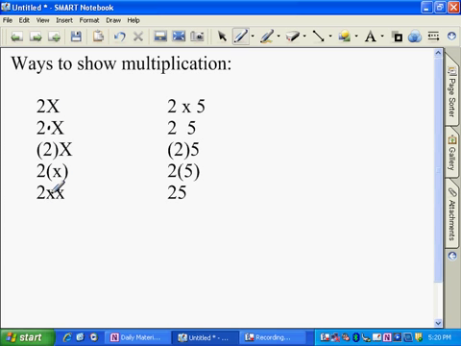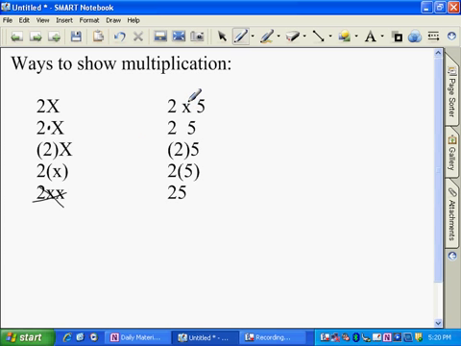You do not want to use x's to show multiplication when you're using variables, because 2 x x gets very confusing. Does that mean 2 times x? So we don't want to use x's for multiplication when we're using variables.